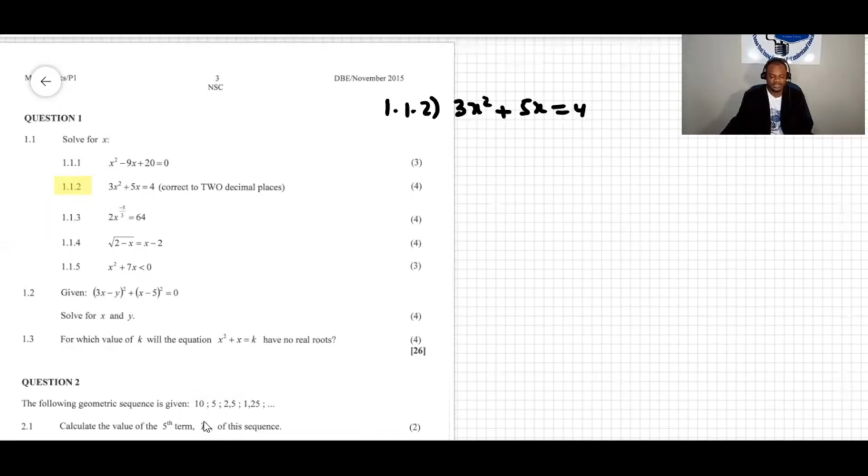Now I want to give you a hint here. Whenever you see a statement correct to 2 decimal places, or leave your answer in surd form, understand that the equation is a prime equation, meaning it's not factorizable. So we can solve the equation either by using the quadratic formula or by completing the square. Now, in this situation, we can use the quadratic formula.